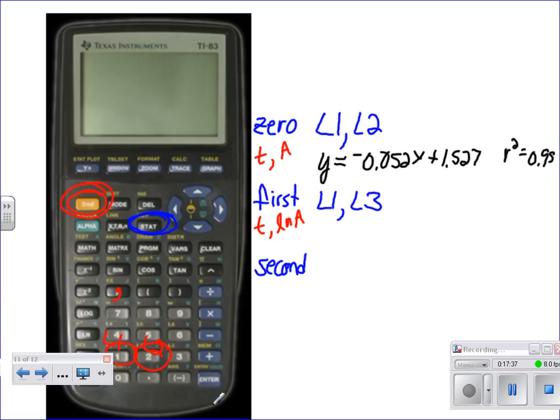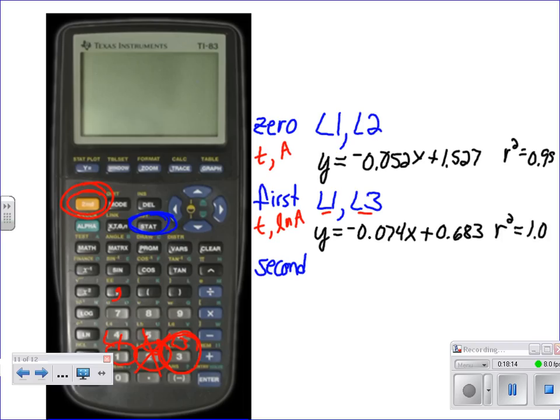Oh, not L2. We're doing L3. So that's what we want to do: L1 versus L3. Then you hit enter, and that's going to compare those two columns. After you do that, you should get this: y equals negative 0.074x plus 0.683. And in this case, our R squared value equals 1.